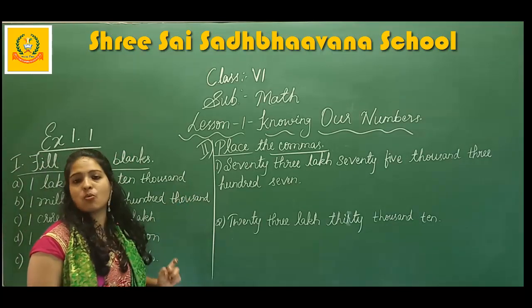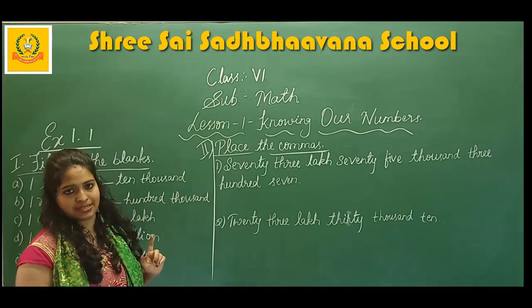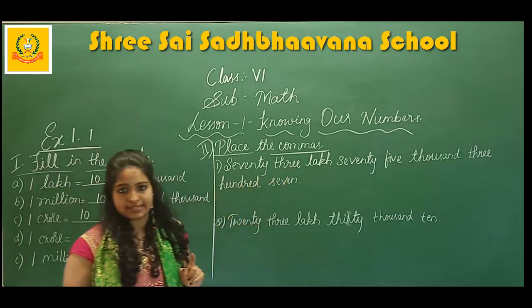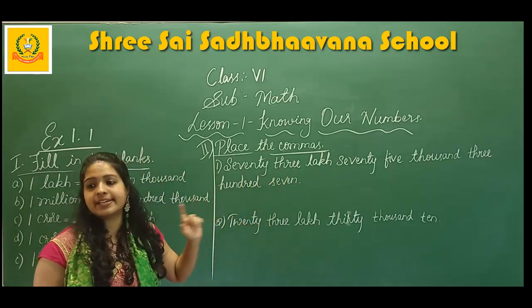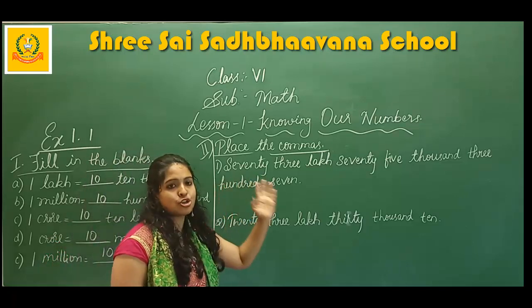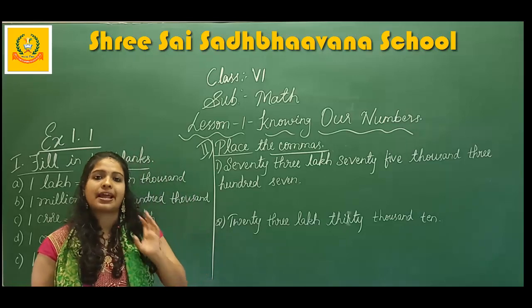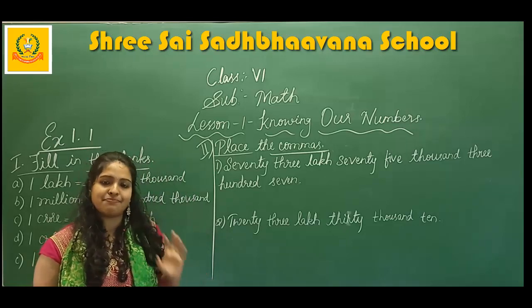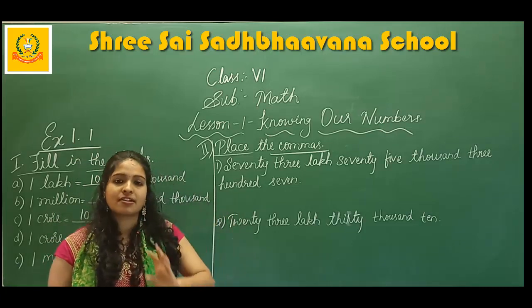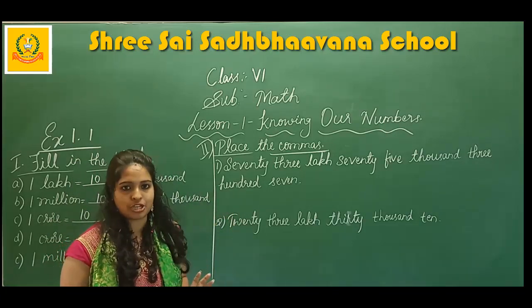Place the commas. Now what do we have to do? We have to place the commas. Before that, we have to write the numeral. I will show you one easy method to write the numeral without any mistakes. For that, we have to draw a rough figure of the place value chart.